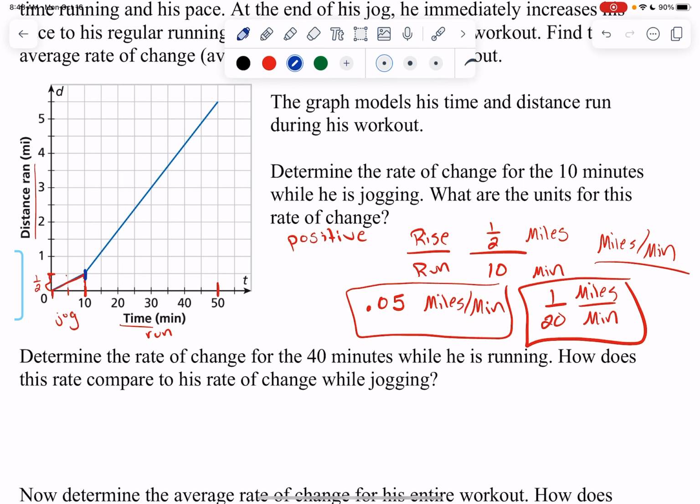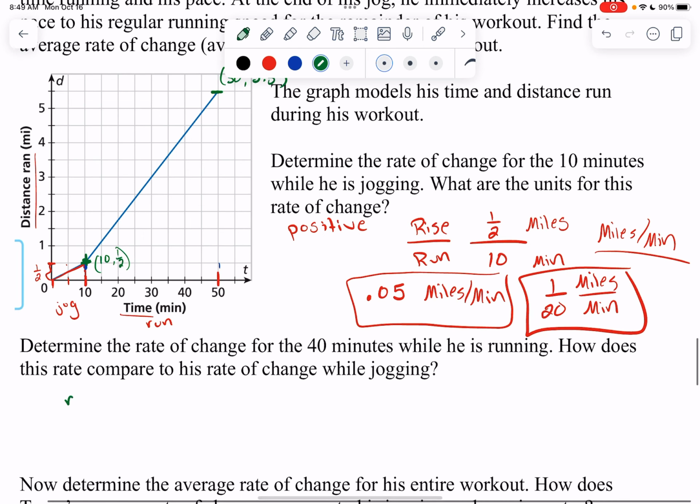So now we're going to calculate it for here while he's running. So from here to here. So now we're going to calculate it for this distance right here, for that part of the graph. We can do rise and run right here, or let's do, so this is the point 10, up a half, and this is the point 50, up 5.5. So to find the slope for that, I'm going to do change in y over change in x, just because I don't want to count all that.